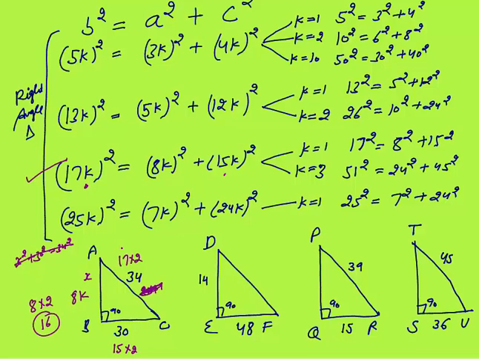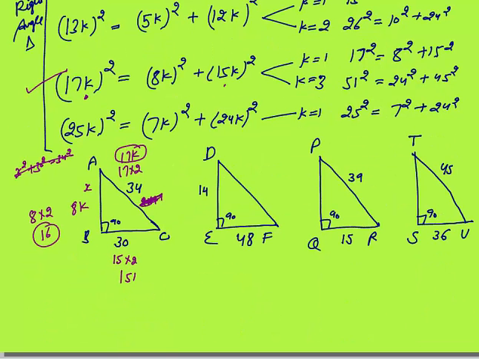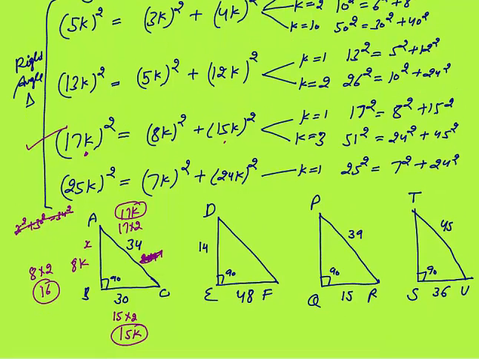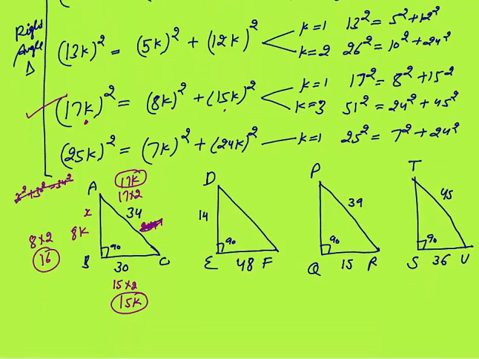Because this is 17k, 17 into 2, and this is 15k, 15 into 2, the third side would be 8k. That's the advantage of learning the Pythagoras triplet. Another example I am discussing: 14 and 48. Now you can say this is 7 into 2, and this is 24 into 2, that is 24k. This is 7k.